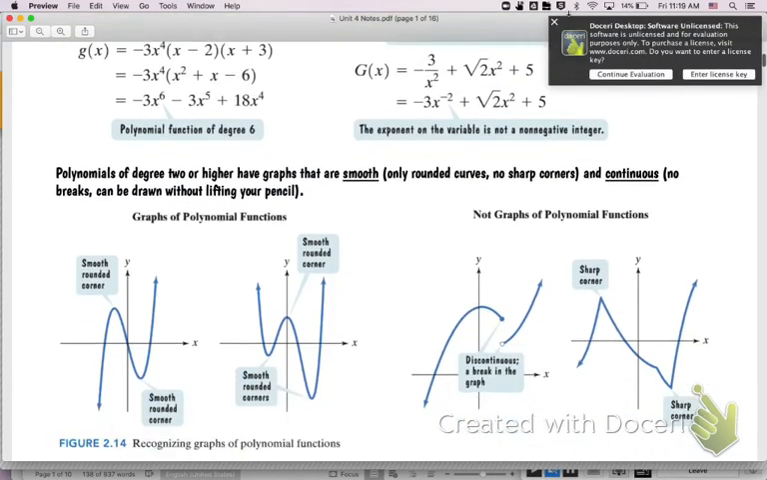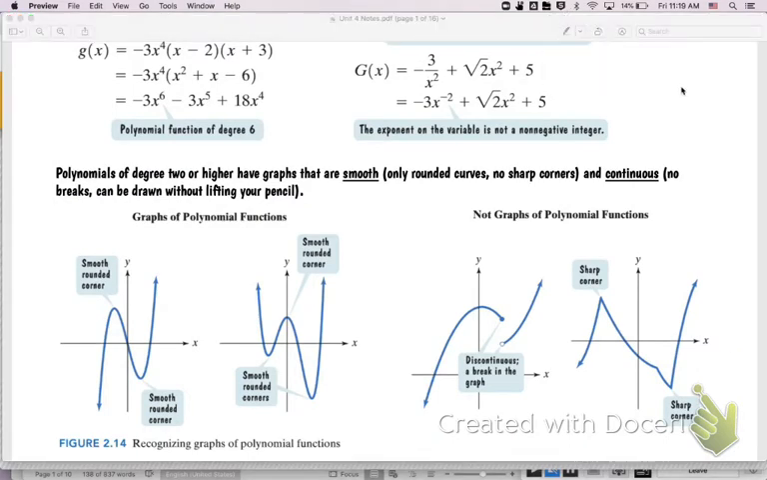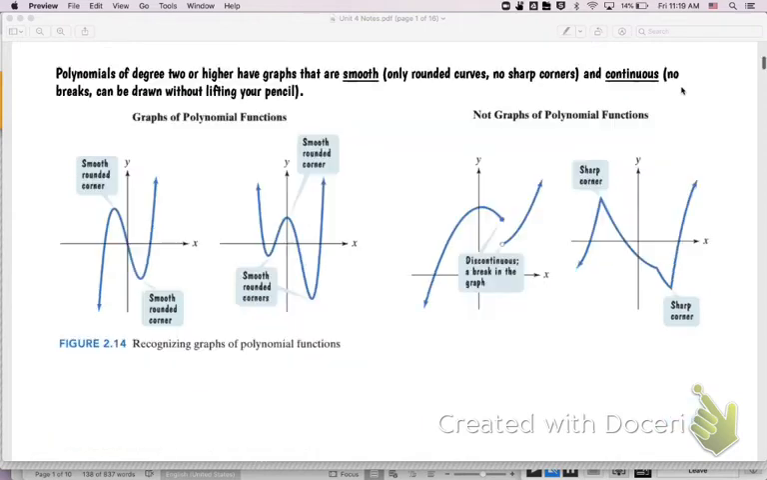When we're looking at the graph, there are also some important characteristics of polynomials. Polynomials of degree 2 or higher are smooth, meaning that they're rounded, there are no sharp corners, and they are continuous, meaning that there are no breaks. You can trace the whole graph from left to right without lifting your pencil. So again, there are two graphs that are polynomials. The two on the right are not, because we either have to pick up our pencil to jump in the graph, or we have these sharp corners. That makes it not a polynomial.